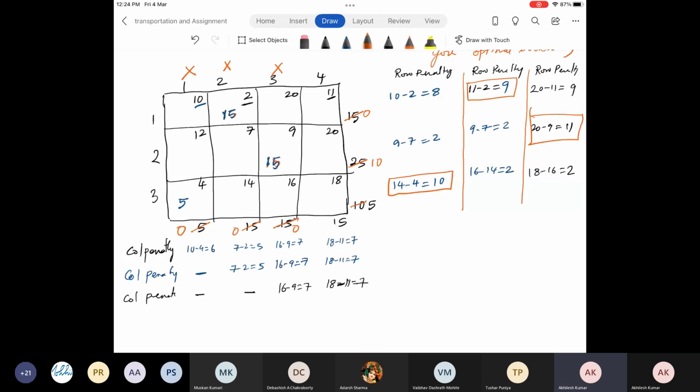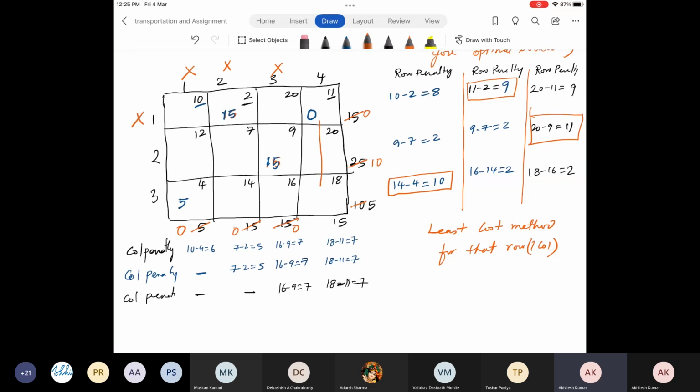Now, only one row or one column remains uncrossed out. We use least cost method for that row or column, whichever it is. So in our case, it is column. So let's look at column number 4. Which one is the least cost here? 11. How much I can allocate maximum? 0. Right? Let's cross out this row now.